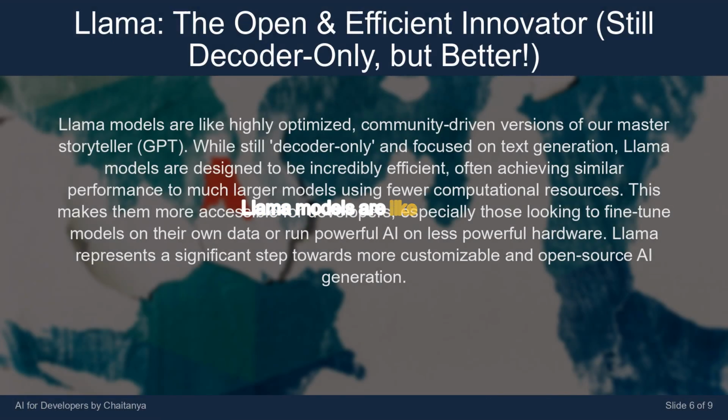Llama models are like highly optimized, community-driven versions of our master storyteller, GPT. While still decoder-only and focused on text generation, Llama models are designed to be incredibly efficient, often achieving similar performance to much larger models using fewer computational resources. This makes them more accessible for developers, especially those looking to fine-tune models on their own data or run powerful AI on less powerful hardware. Llama represents a significant step towards more customizable and open-source AI generation.